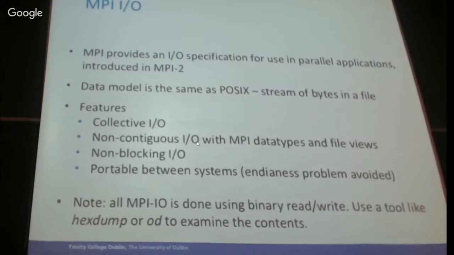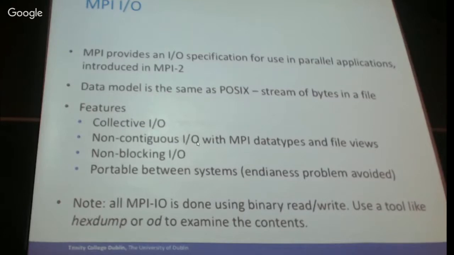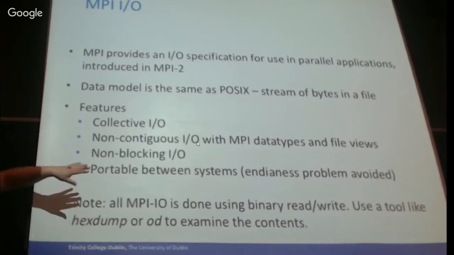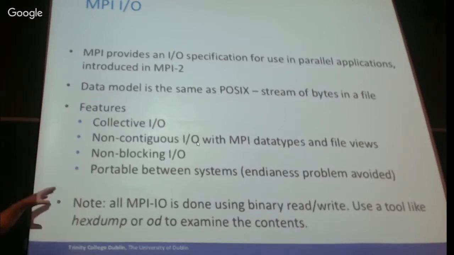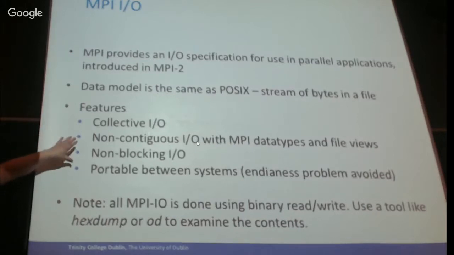MPI-I/O was brought in with MPI-2, the second iteration of the MPI standard, which came out in the late 90s, 97, 98, I think it was. And the data model for MPI-I/O is still the same. We still talk about files, so it's a stream of bytes sitting on disk somewhere. But it has large features that are really useful, things like collective I/O, non-contiguous, non-blocking, and it's portable. So issues around this are avoidable. So it has all the things we want to do in a parallel system. And the thing to note about MPI-I/O is that it's all done using binary reads and writes.